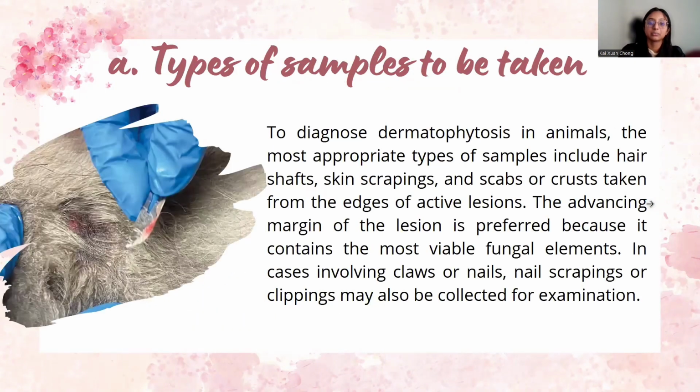So when diagnosing dermatophytosis, it is crucial to collect samples from the right area. The most suitable samples include hair, skin scrapings, and scabs or crusts, especially taken from an active edge of the lesion. This margin is where the fungus is most active and viable. If the infection involves the claws or nails, then nail scrapings or clippings should be collected.